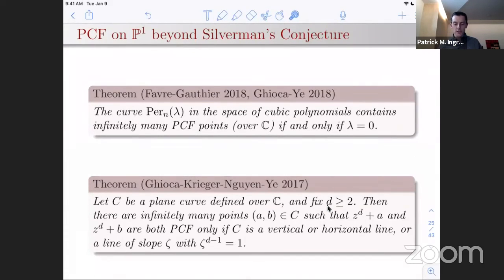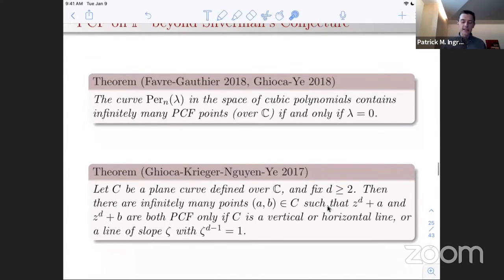And I'll mention a few other results in this direction. So pair n lambda is the same curve, but now instead of a fixed point, we're talking about a point of period n. So in fact, you can extend this result to the curve where you have a periodic point of a given multiplier in the space of cubic polynomials. So again, this is confirming that exactly the one of these curves that you think might have infinitely many PCF points, that's the only one that does. And this was proven sort of independently and simultaneously by Favre and Gauthier and Ghioca and Ye.